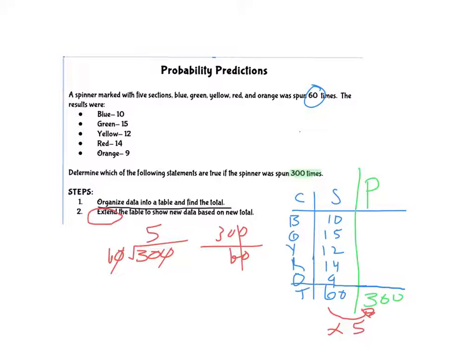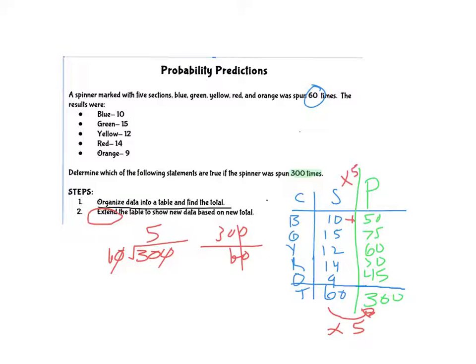What's important, because we talk about ratios and ratio tables, is that whatever we do to one thing, we have to do to all things. So all I'm going to do at this point is multiply everything times 5. 10 times 5 gives me 50. 15 times 5 is going to give me 75. 12 times 5 is 60. 14 times 5 is 70, and then 9 times 5 is 45.